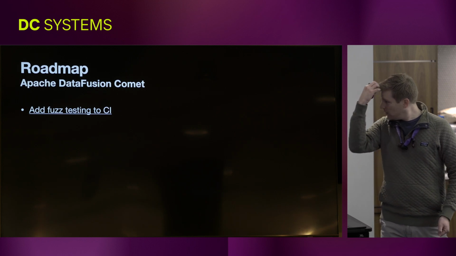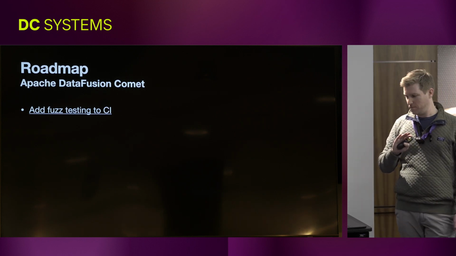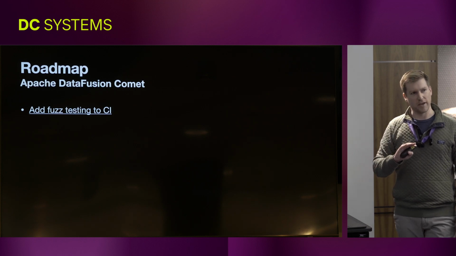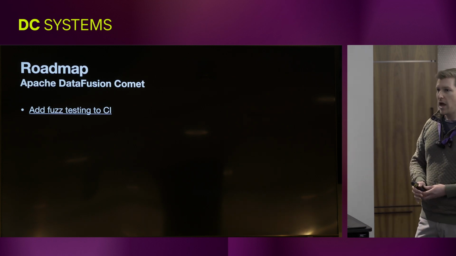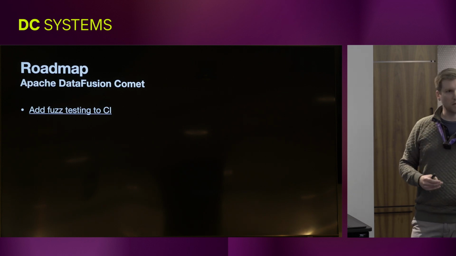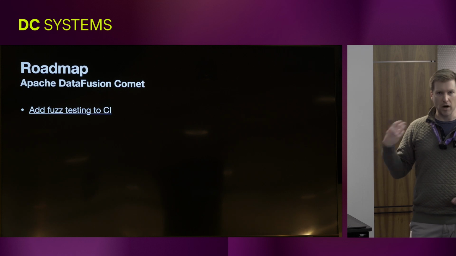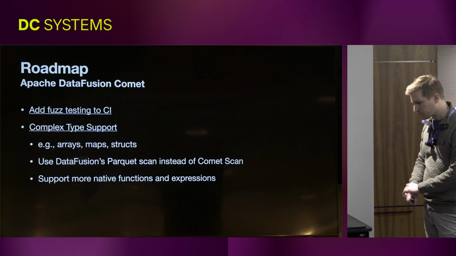So where are we going next with Comet? One, we need better fuzz testing. Our testing is, I don't want to say anything too deprecating, but you can never have enough testing, right? We need better testing. And like I said, it's really hard with Spark as a moving target to make sure we're not only not generating bugs in our system, but we're adhering to Spark behavior across versions.